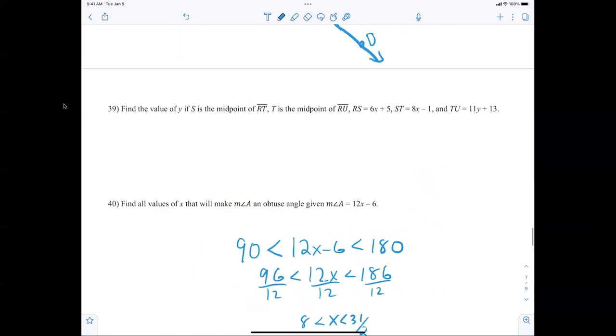All right, find the value of Y if S is the midpoint of RT. T is the midpoint of RU. Uh-oh. So let's see what we got. S is the midpoint of RT. So I'm going to put R down and I'm going to put T down somewhere. And S is right in the middle. So I'm going to put S right in the middle. Now that I know S is right in the middle, what's true about RS and ST? They are equal.